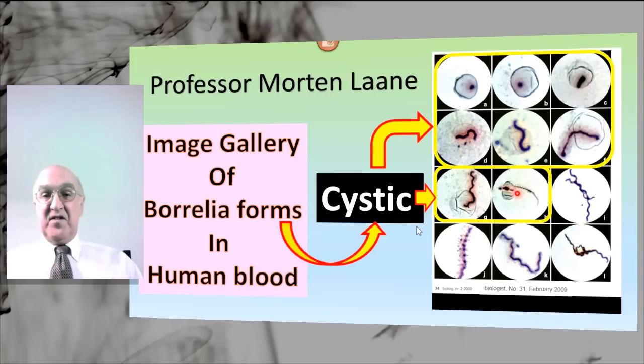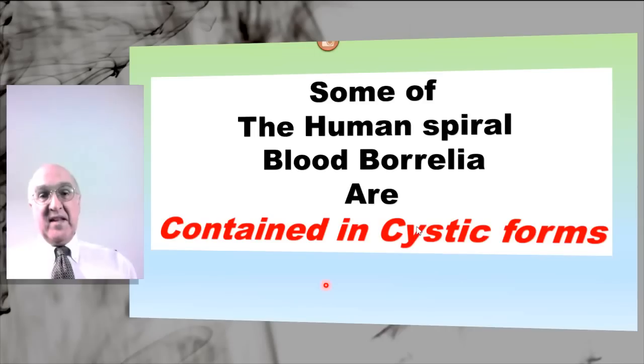And another cyst with a wrinkled wall and a spirochete hanging out into the red blood. Here's the spirochete that's completely free of the cyst. And then these are straightforward Borrelia spirochetes, all from human blood, all from direct examination. So some of the human spiral blood Borrelia are contained within cystic forms. Contained within cystic forms, and Borrelia, that's old hat. We knew that in the last lecture.